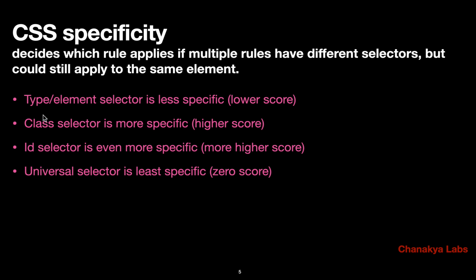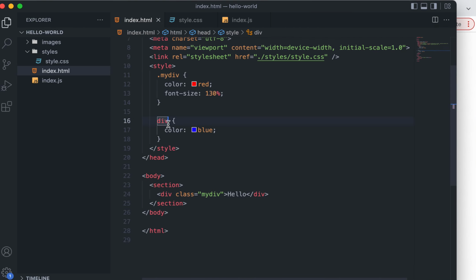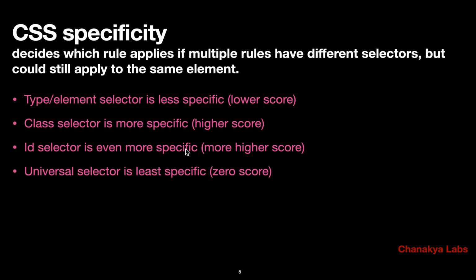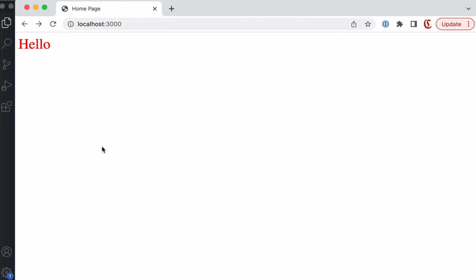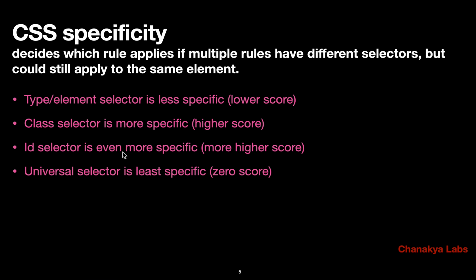So we'll see that a type or element selector, something like div, has a low score and is less specific, and a class selector is more specific. That's why, even if this is written above, since this has more weightage in terms of the specificity score, it is given more priority. Even if it is written before color blue, the color red is applied. Next thing is that an id selector is even more specific.